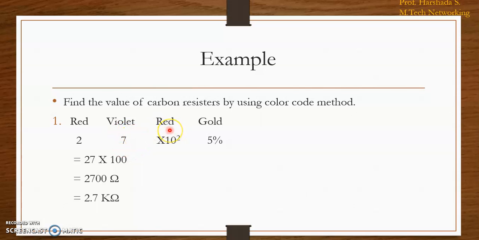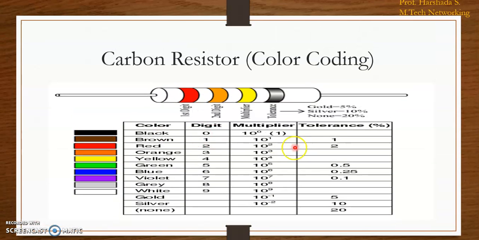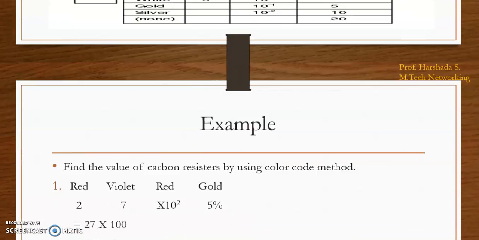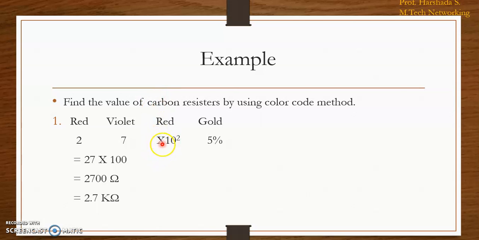Then for the multiplier, we have to write the multiplier, not the digit. So red has which multiplier? Again see the red row and the multiplier column. The red multiplier is 10 raised to 2. So that's why I give here multiplication by the multiplier. ठीक है ना? So your red contains first digit 2, violet contains digit 7, and red contains multiplier 10 raised to 2. And what is the tolerance of gold? You already know, that is 5%.